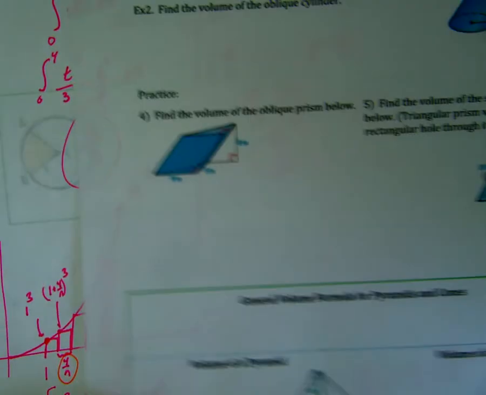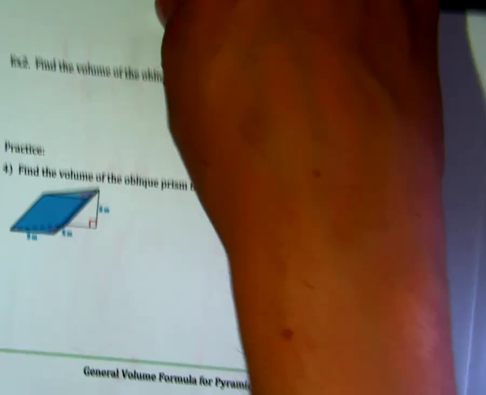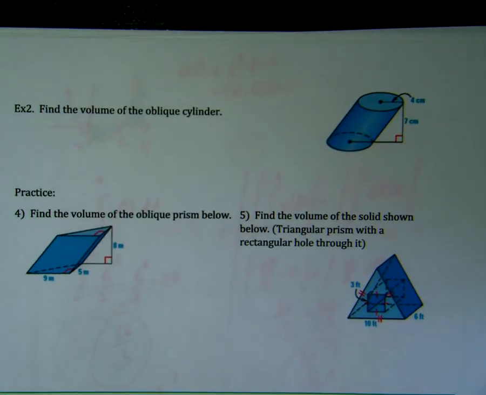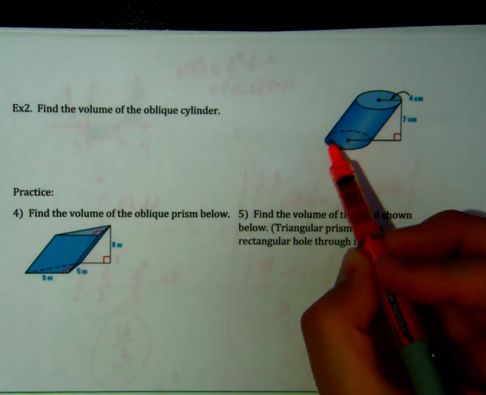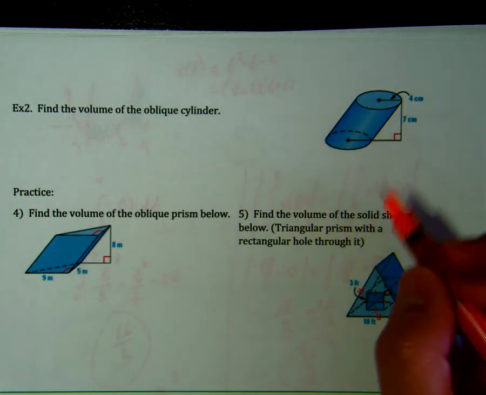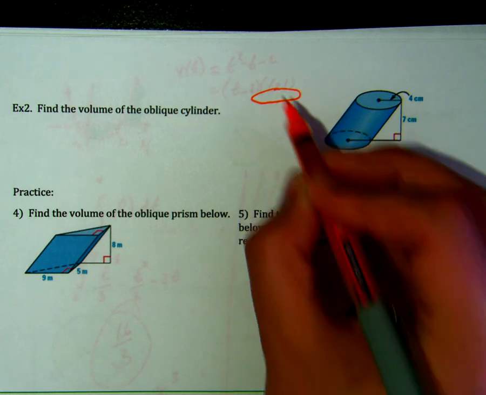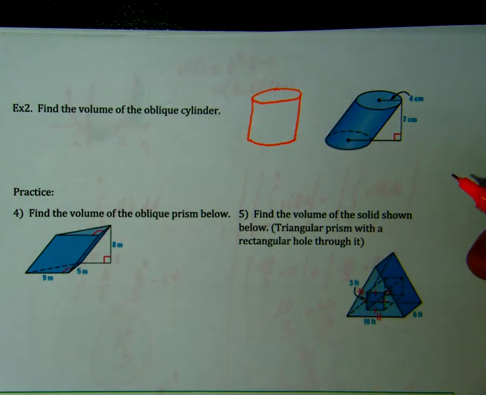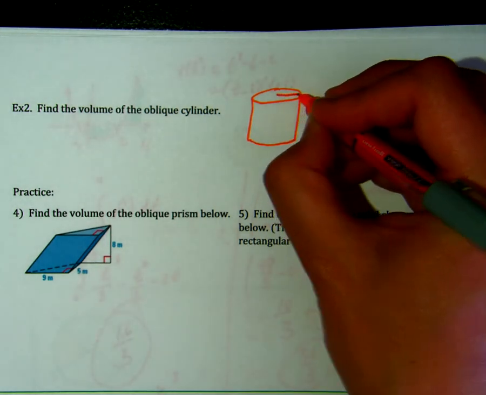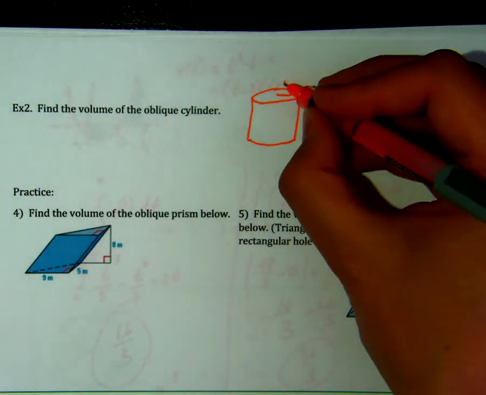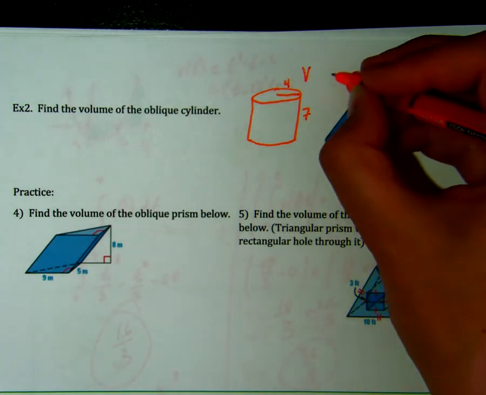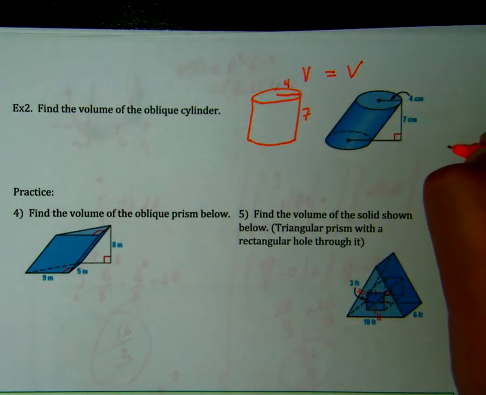So what does this look like? We're going to find the volume of this oblique cylinder. This is a perfect case for Cavalier's principle. This cylinder has one base here, one base up here. The whole thing's tilted. Cavalier's principle essentially lets us look at a right cylinder like this that has a radius of 4 and a height of 7, and tells us that this volume is equal to this volume.